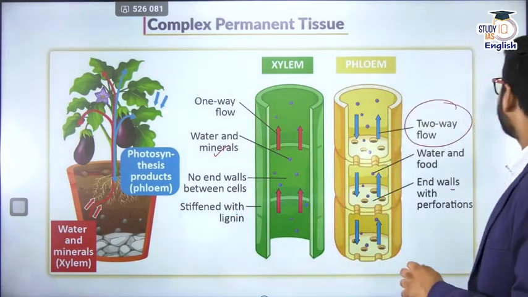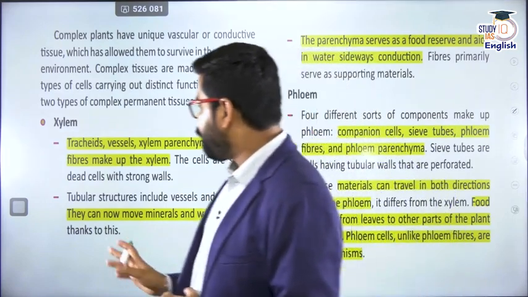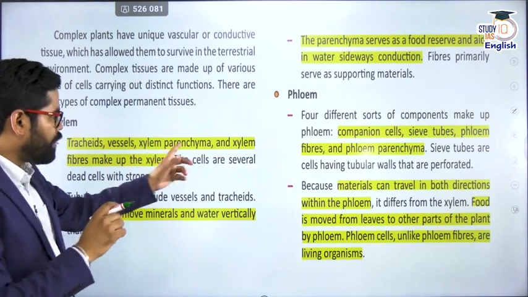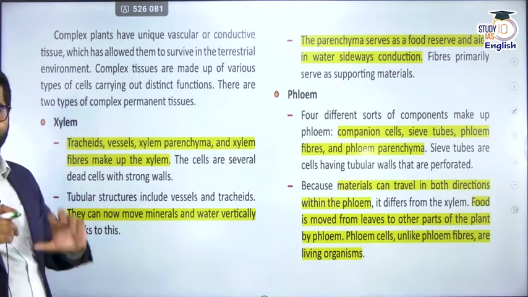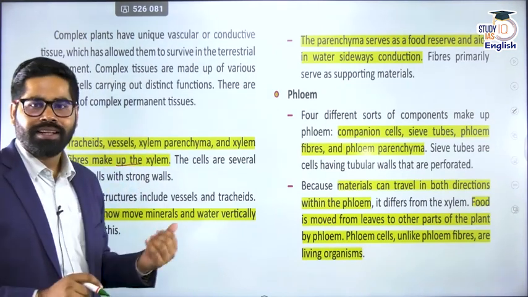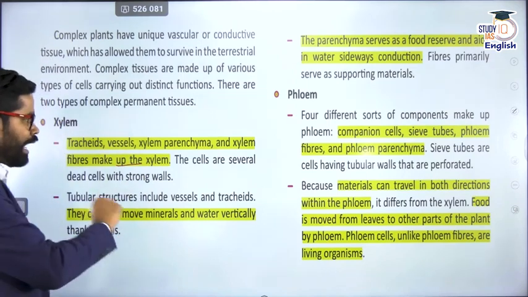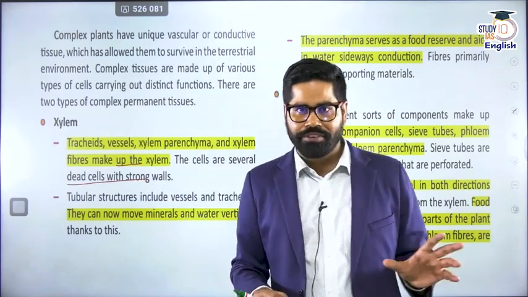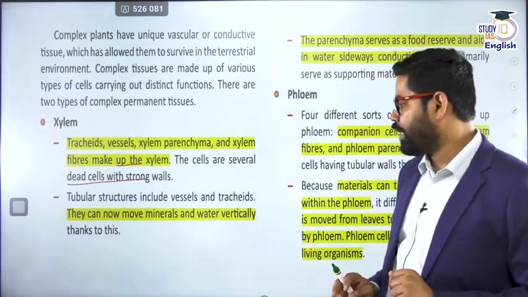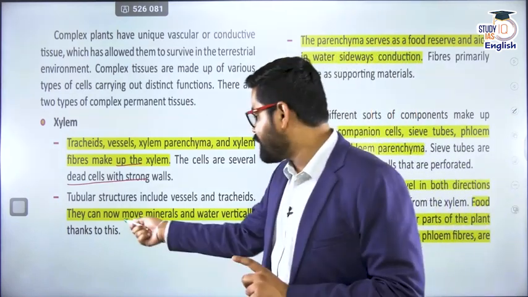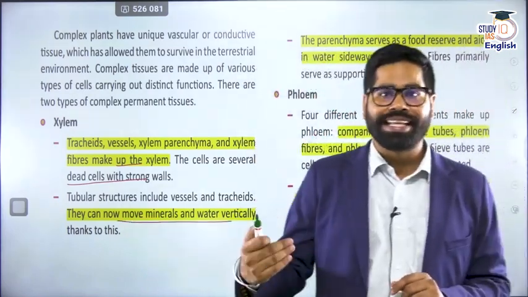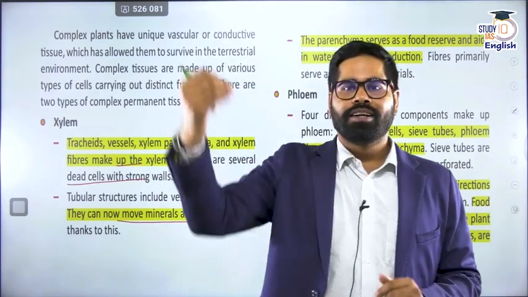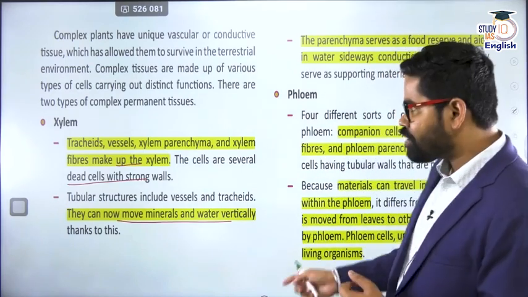Now, if we talk about the xylem, here you can see we have the tracheids, vessels, xylem parenchyma, and xylem fibers. They are basically coming together to form the xylem structure. And they also have several dead cells with strong walls. And what is their role? They are basically moving the minerals and water vertically. They are able to move the minerals and water vertically from the bottom to the top of the plants. So that is the role of xylem.